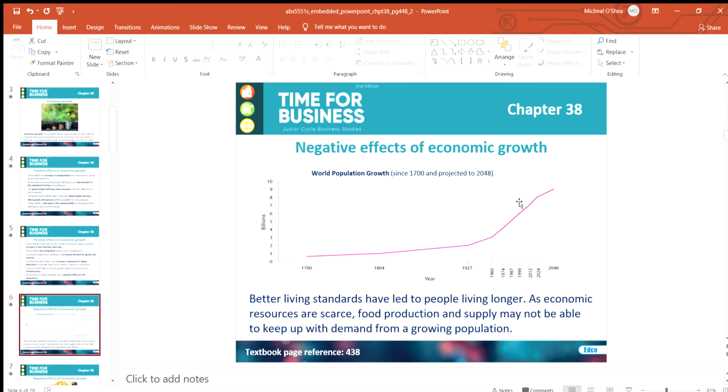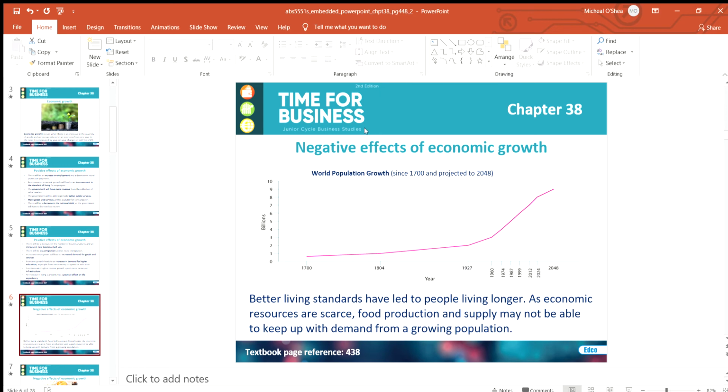And obviously there are issues that come with that, because as there's a higher population, economic resources are more scarce. Food production can become a bigger problem, trying to keep up with demand for the growing population, because the population is increasing and generally there's more trouble getting food and some scarce resources, I suppose.